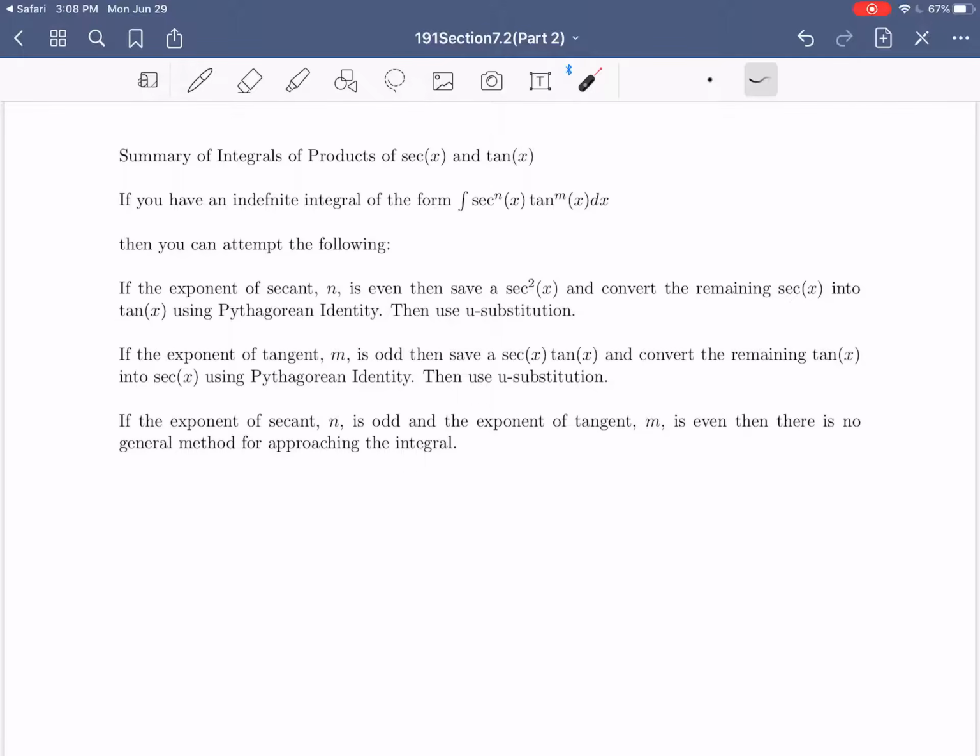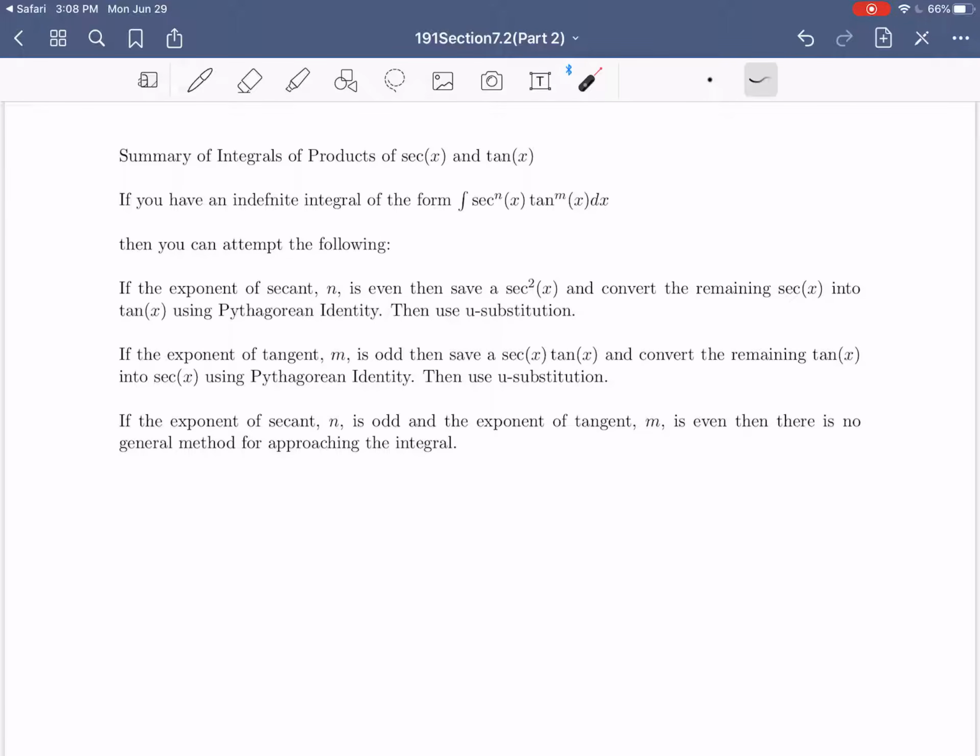So this summary, along with the summary of sines and cosines, basically tells us how to deal with products of trigonometric functions. You might say, what happens if you have a product of sines and tangents, or of cosines and secants, or some combination? Well, you should be able to use trigonometric identities to turn it into either a product of secants and tangents or a product of sines and cosines. So really, these two cases handle all products of trigonometric functions.